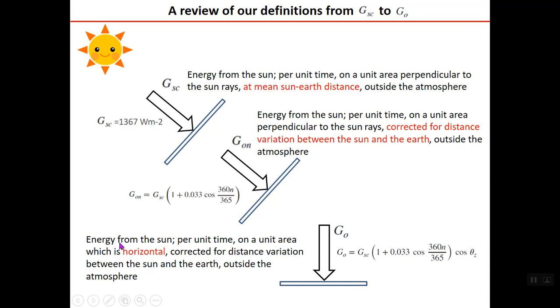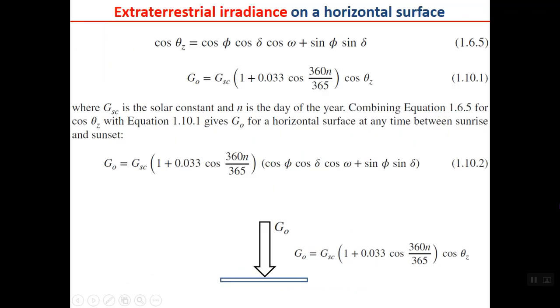Let's have a review on this. This is energy from the sun per unit time, so it's power on a unit area, so the unit will be watt per square meter still, which is on a surface which is horizontal, and corrected for the distance variation by this parenthesis outside the atmosphere still. Okay, so this is the extraterrestrial radiation. Let's do some math now on this equation. This is the extraterrestrial irradiance on a horizontal surface G0, okay?